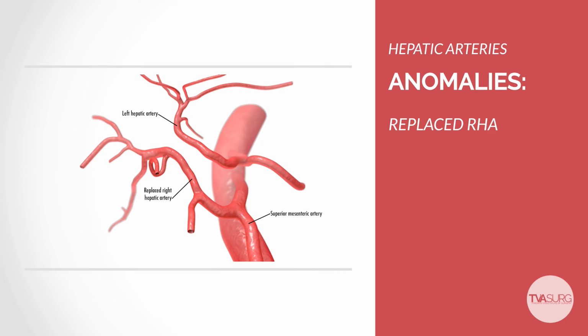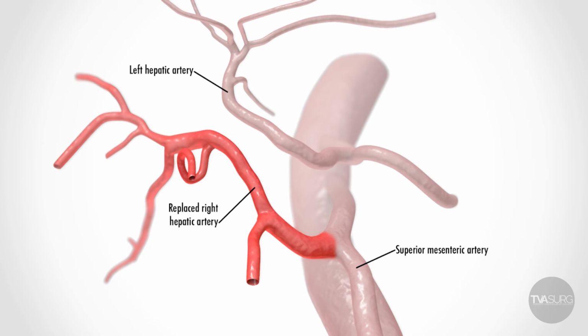Less common are the replaced right hepatic arteries. When these do show up, they will usually come off the superior mesenteric artery, and they will almost always be a total replaced right, which is to say they will supply the entire right lobe, segments 5 through 8.